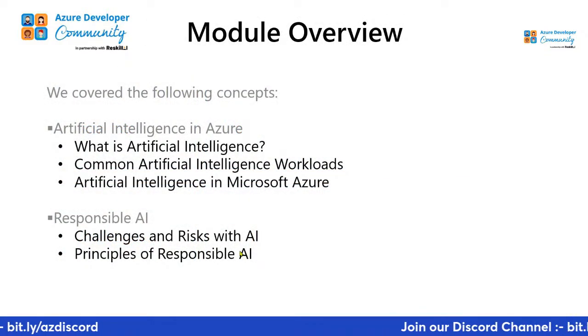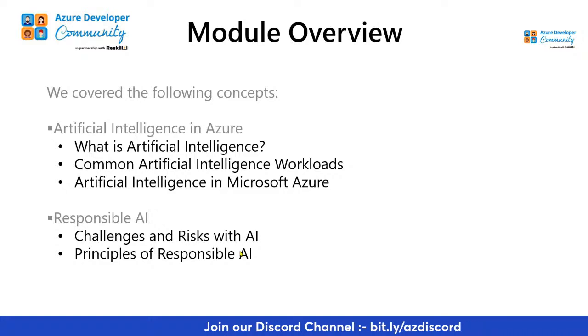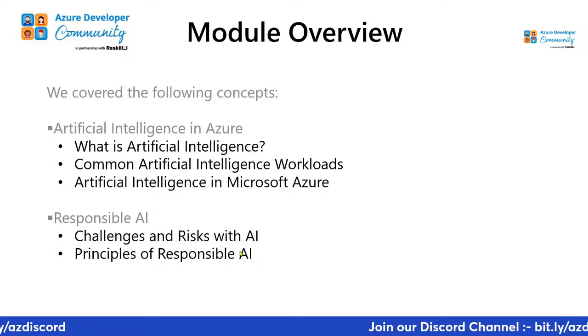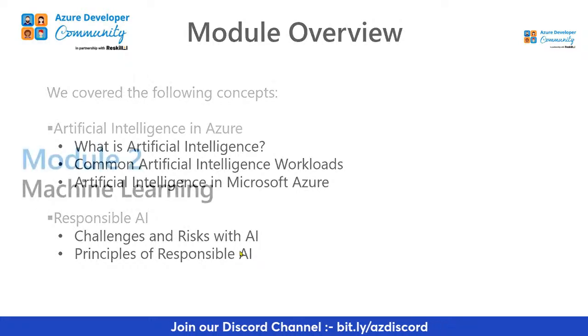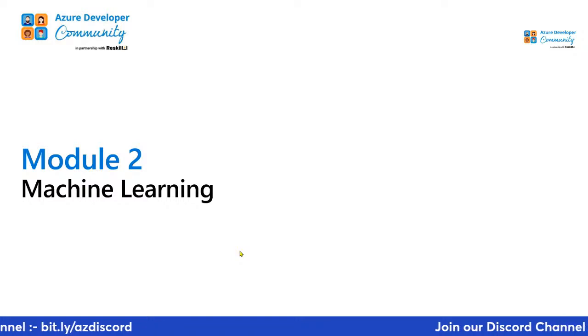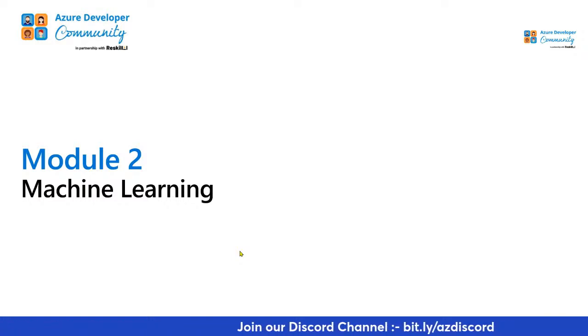So far, we have been talking about what AI is, what workloads we have in Azure, and how you can use them in Azure. And the final part that we talked about is responsible AI. So now we'll come to the important part. Since I talked about neural networks, TensorFlow and stuff, you might be wondering how you implement that. But this is something that we'll talk about right away.